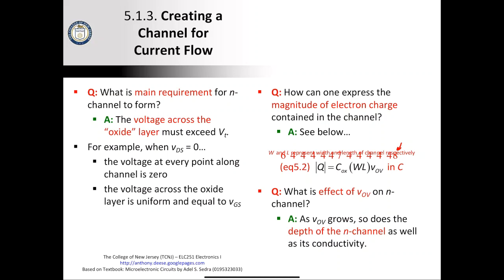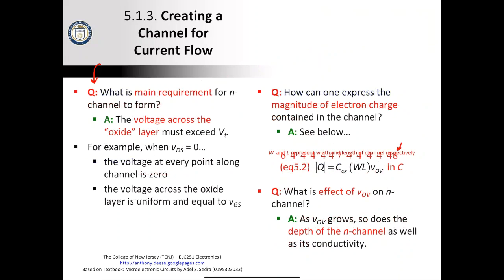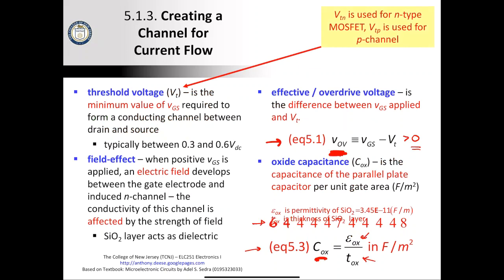So moving on to this question here, what is the main requirement for an N channel to form? The voltage across the oxide layer must exceed VT. Going back to here, it means that the overdrive voltage has got to be greater than 0. For example, when VDS is equal to 0, both the drain and the source terminals are grounded, the voltage at every point along the channel is equal to 0. And so the voltage across the oxide layer is uniform and equal to VGS.